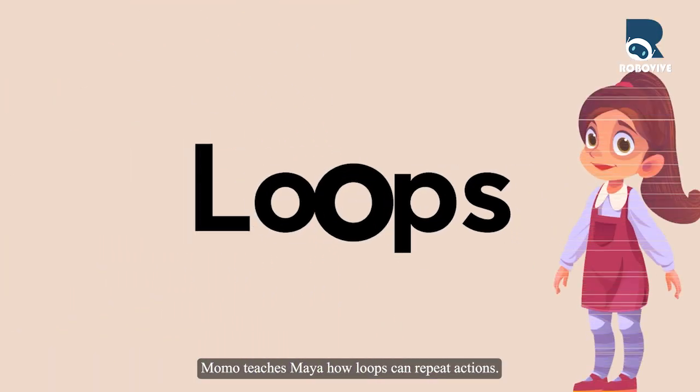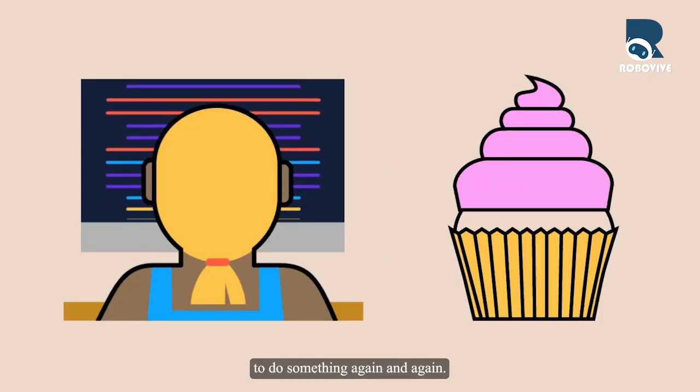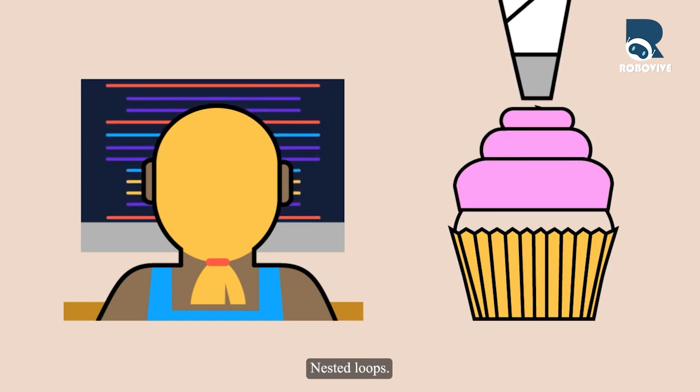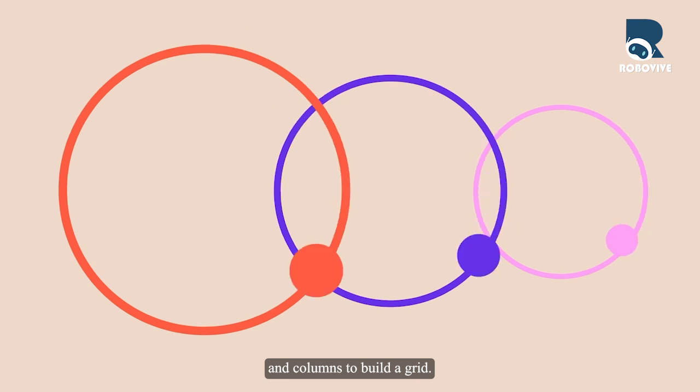Momo teaches Maya how loops can repeat actions. A loop tells the computer to do something again and again. But there's something even smarter: nested loops. That means a loop inside a loop, like drawing rows and columns to build a grid.